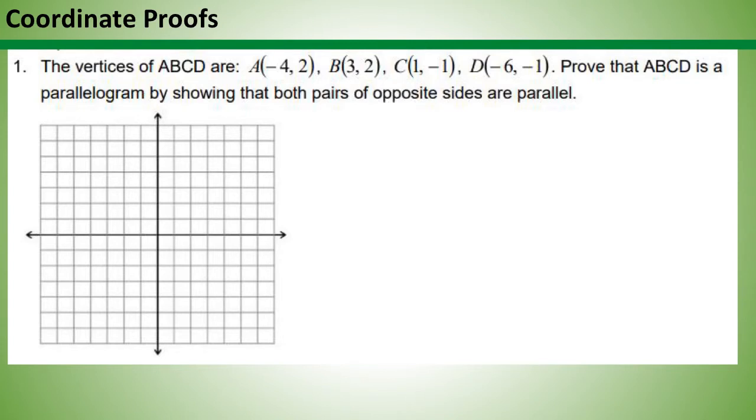So let's look at an example of doing a coordinate proof. Here it says the vertices of A, B, C, D are given. So I've got point A at -4, 2.